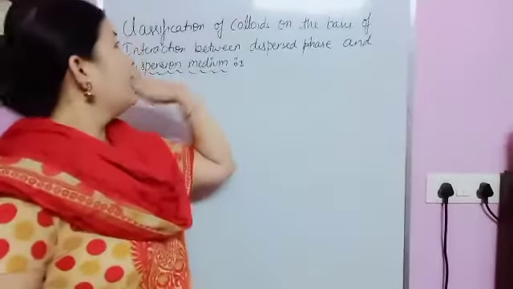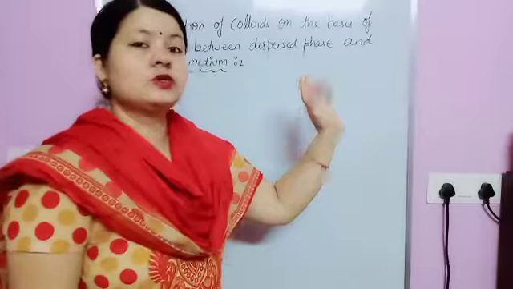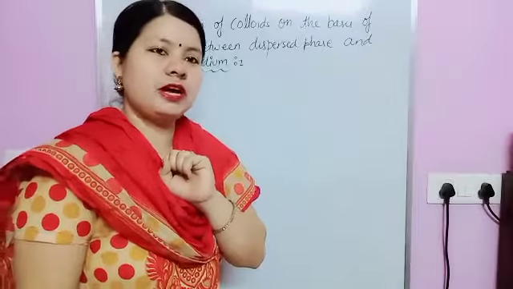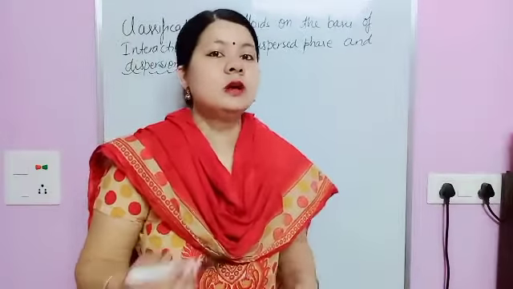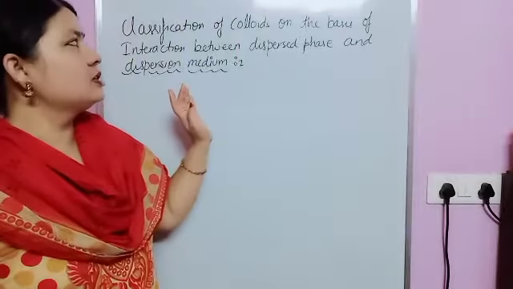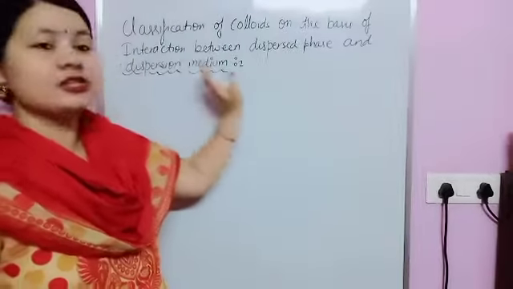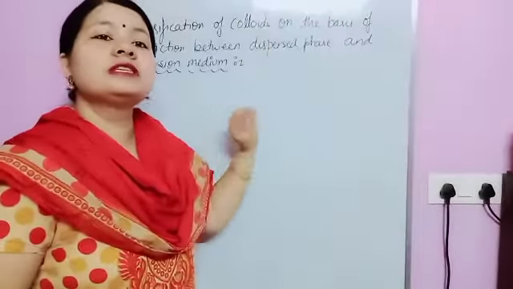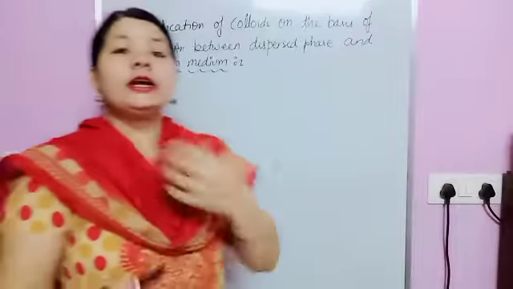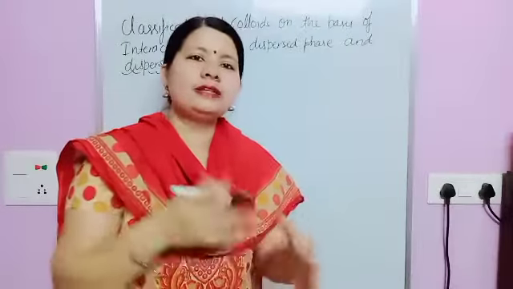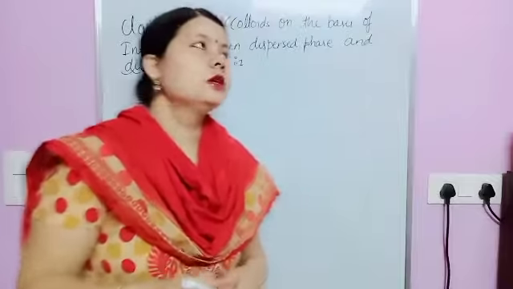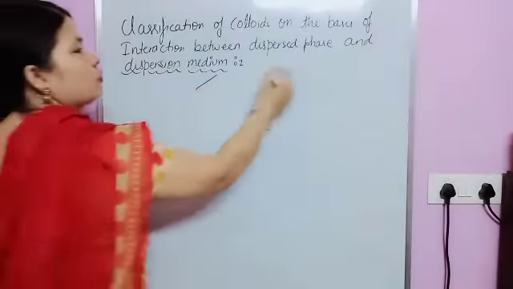Today we'll do another classification of colloids. One classification we have done, that is on the basis of phases of dispersed phase and dispersion medium. Today our classification is on the basis of interaction between dispersed phase and dispersion medium. Interaction means either their bonding is strong or it's weak. On that basis, we have two types of colloid.